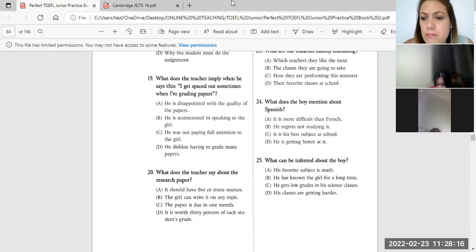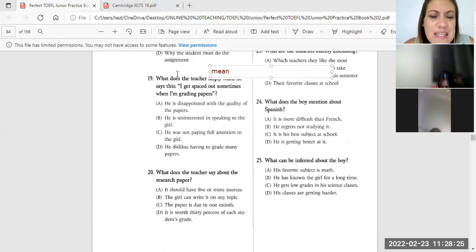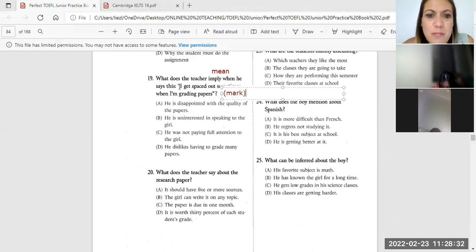Number 19. Okay, imply means mean. What does a teacher mean when he says, I get spaced out sometimes when I'm grading papers? Grading papers is to mark papers. When he marks papers, what does he mean? Let's look at the options.